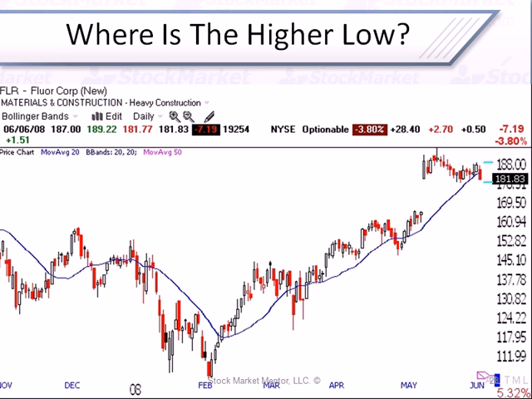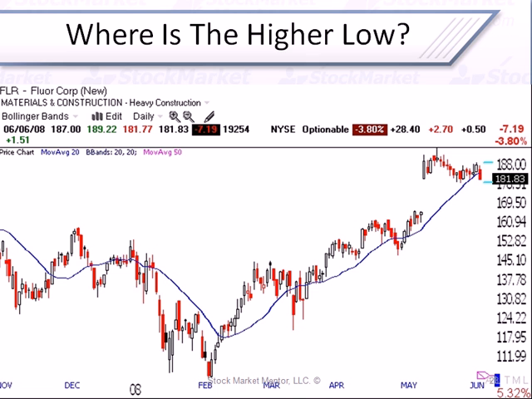Now, let's look at the lows. Here's a chart of Flor. Where's the first higher low? Well, that would be here, wouldn't it? Because we can see low, lower low, lower low still. Well, you know where I'm going with this.